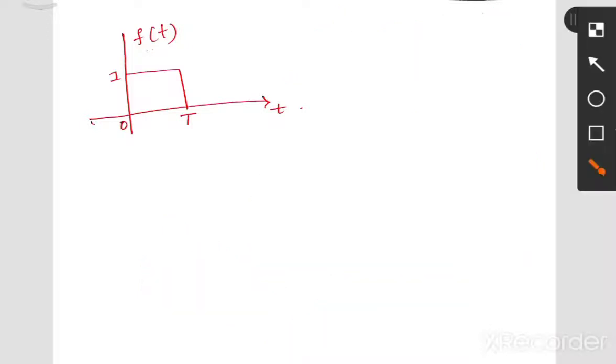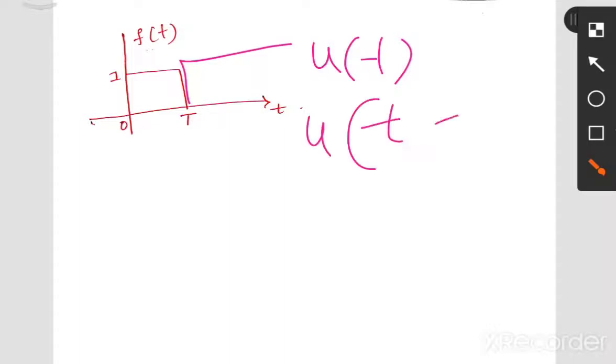Instead of a magnitude A, here we have magnitude 1, and that is called the unit step function. So its magnitude will always be 1, we need not mention it. If you say unit step function, it means its magnitude is 1 into u of t. So from this side your signal will be present. This is about the unit step function.